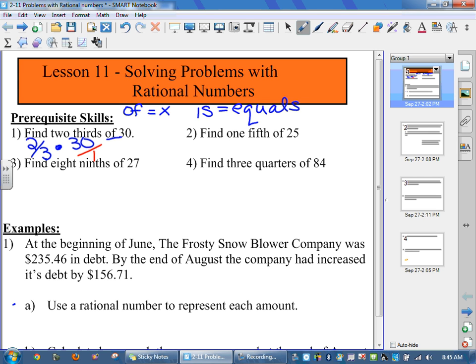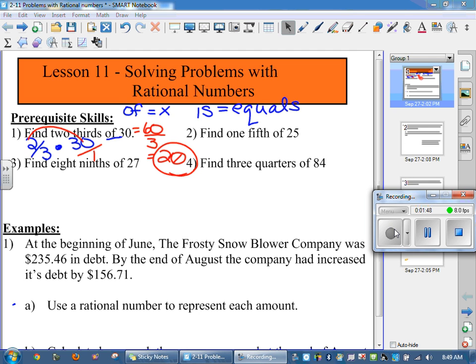So our numerators are the top. 2 times 30 gives me 60. Good. 3 times 1 gives me 3. Now, if you can solve that and simplify, you actually do. So what is 60 divided by 3? 20. Good. So 2/3 of 30 is 20. So our final answer is 20 for number 1. Okay, you guys try number 2.